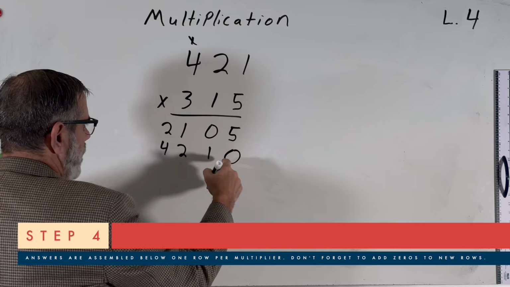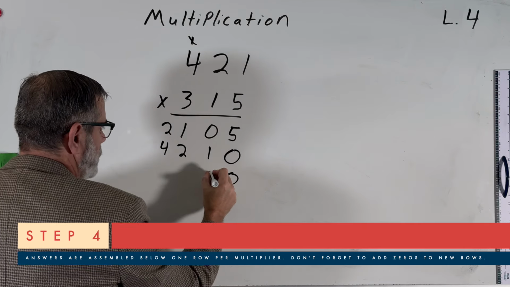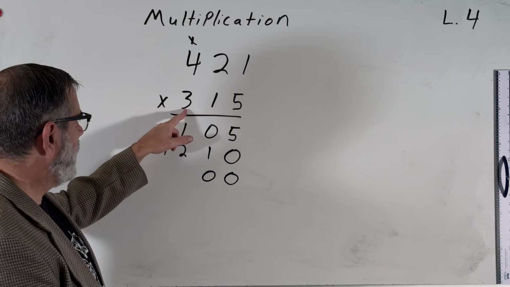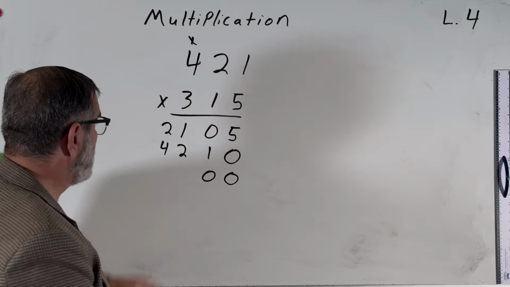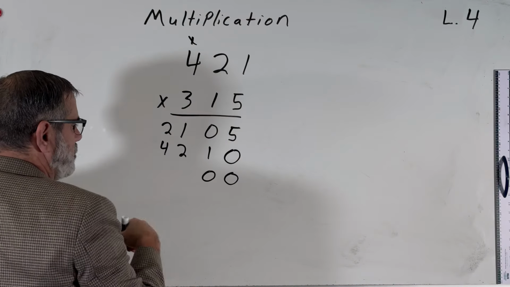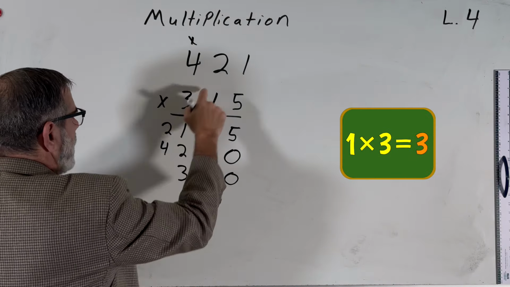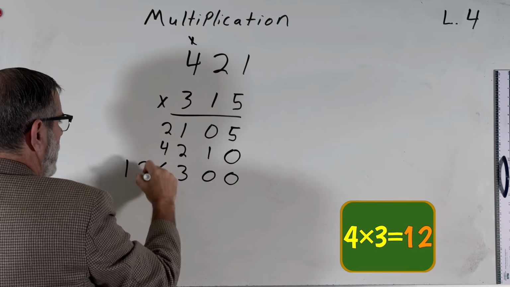Now for the next row, because it's 300s, we need to write 2 zeros. Or again, you can just use the rule that your answer is going to begin directly beneath the working digit. So beneath the 3 in this case. And everything to the right should be zeros. So 3 times 1 is 3. 3 times 2 is 6. And 3 times 4 is 12.